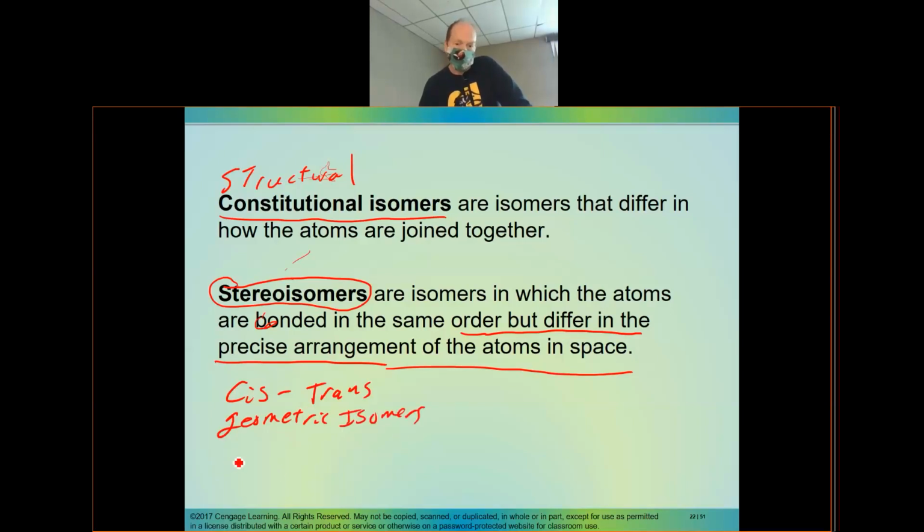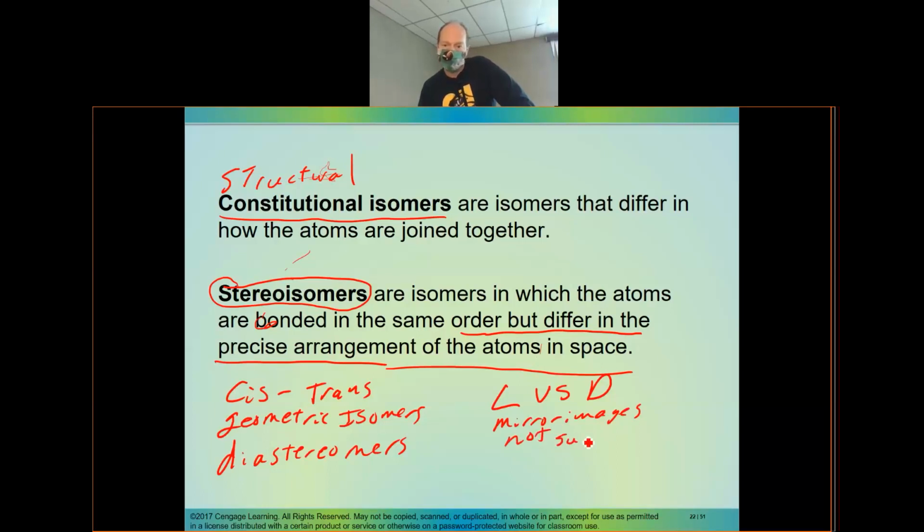And they're also called diastereomers. They are not mirror images, not superimposable. And then we're going to look at, say, our L amino acid versus our D amino acid. These are mirror images that are not superimposable. And that is called enantiomers.